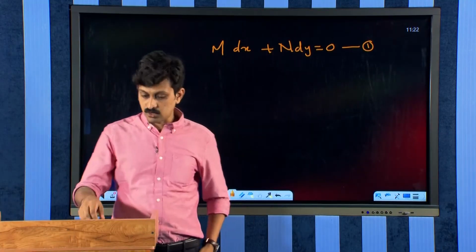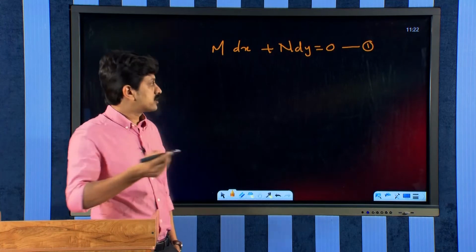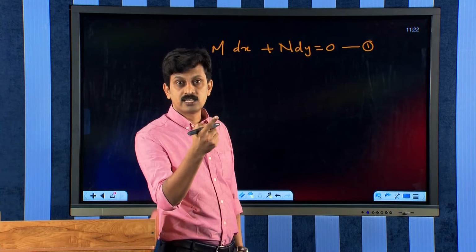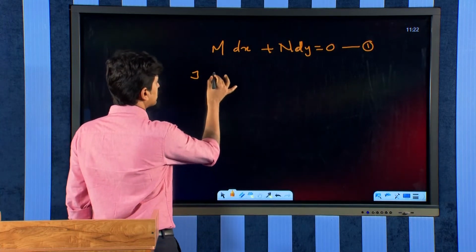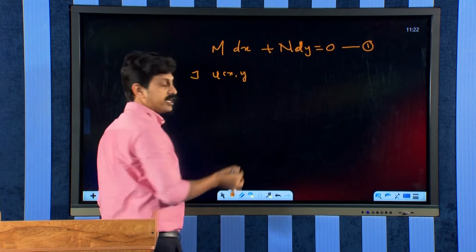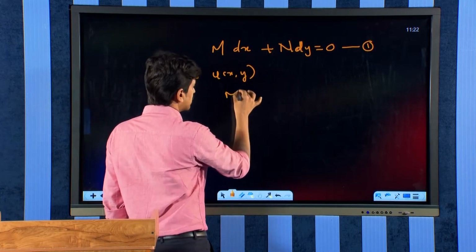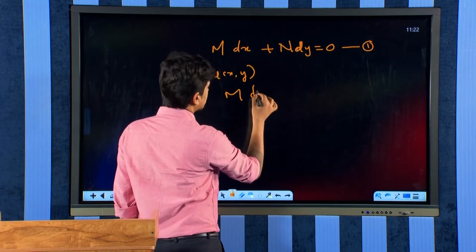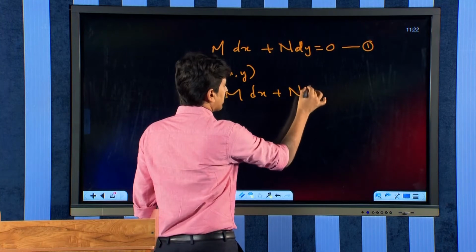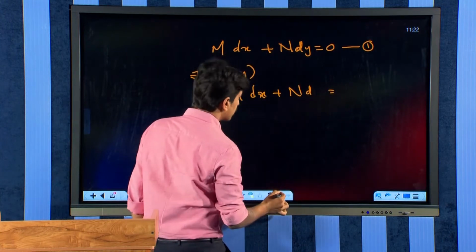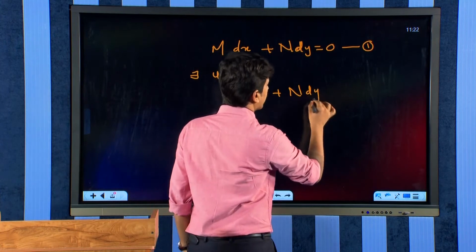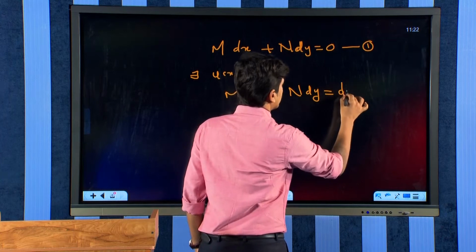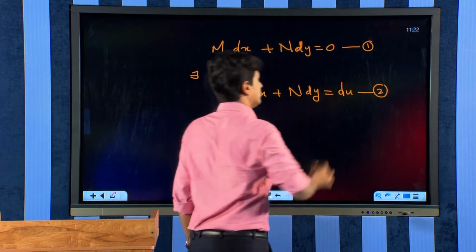Okay, so as we said before, there exists a function u of x, y, such that M dx plus N dy is equal to du. This is equation number 2.